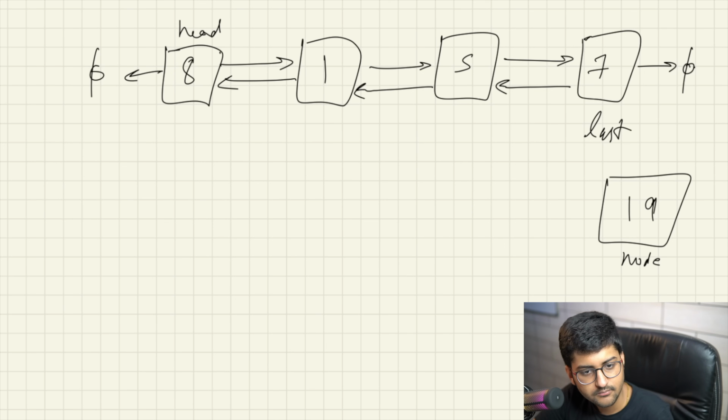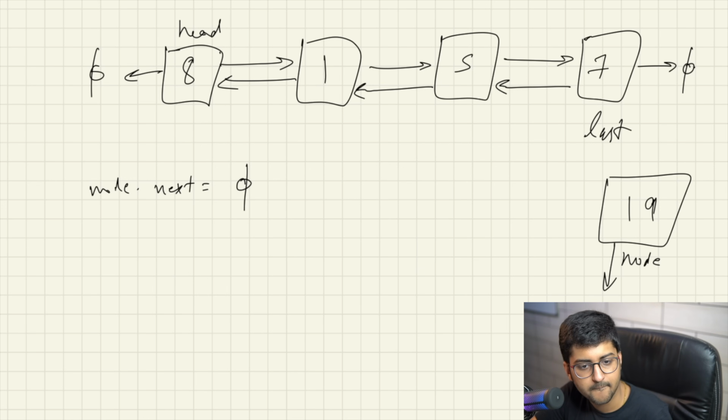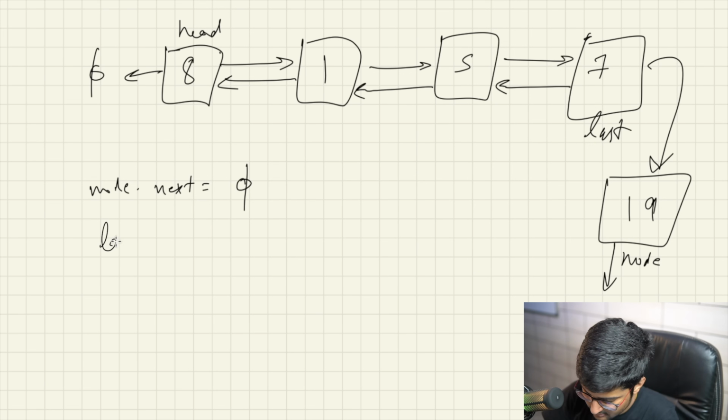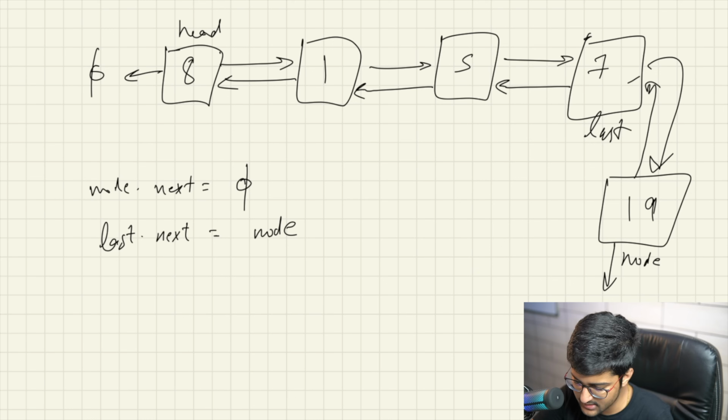Cool. So what do we need to do? The next of this node is going to be equal to null, obviously. So node dot next is equal to null. Then once we have the last, I'm going to say last dot next is going to be equal to the current node. One more thing is remaining, this particular line. Just draw it and see. I'm not even thinking twice. Node dot previous is equal to last.